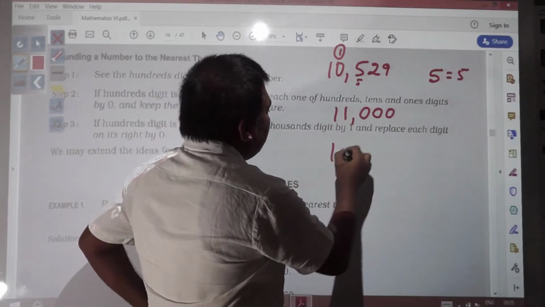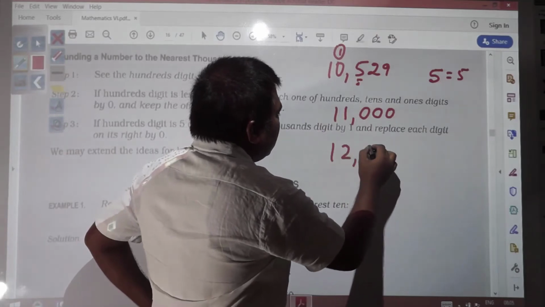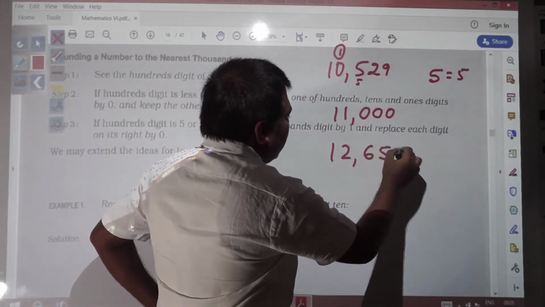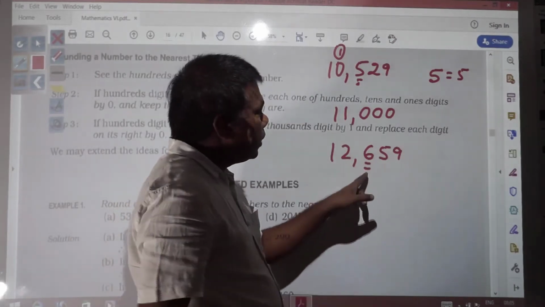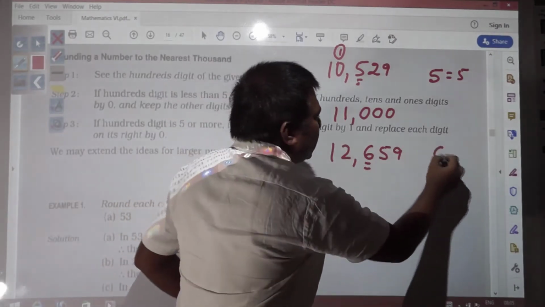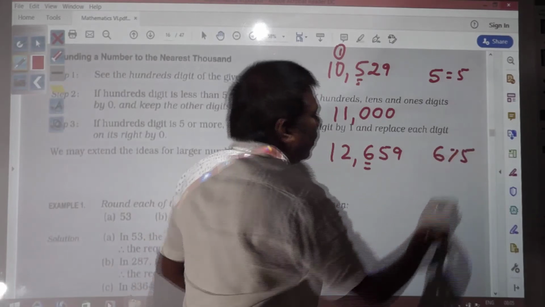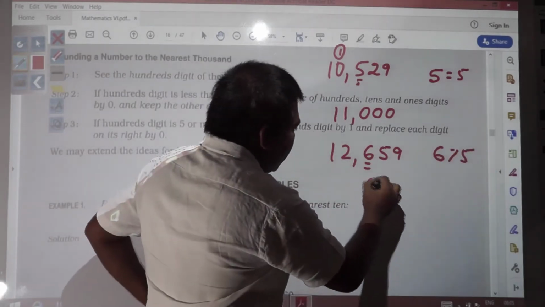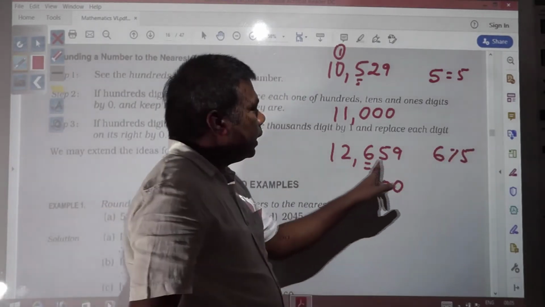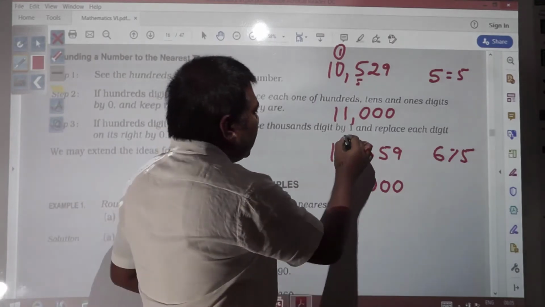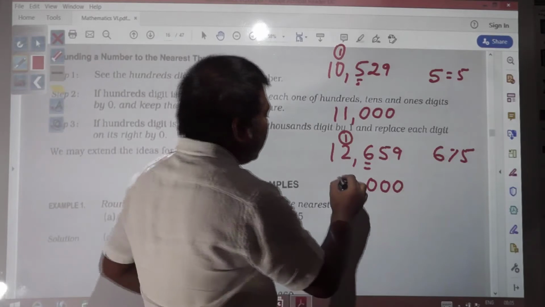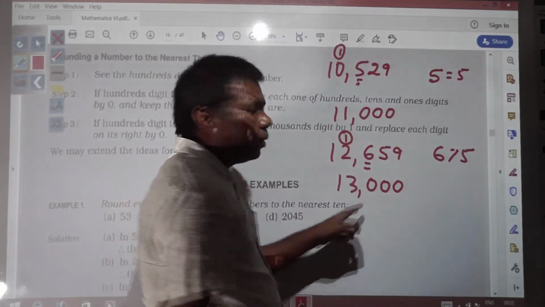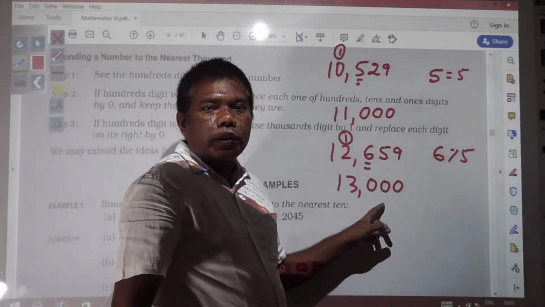Take some other example. Suppose you have 12,659. Again, obviously, in hundreds place you have 6. So 6 is greater than 5. So this is required to be replaced by 0, these 3 digits, and here 1 is required to be added. So this will become 13,000. So I hope you understood all these.